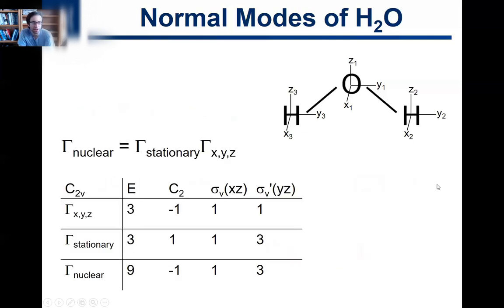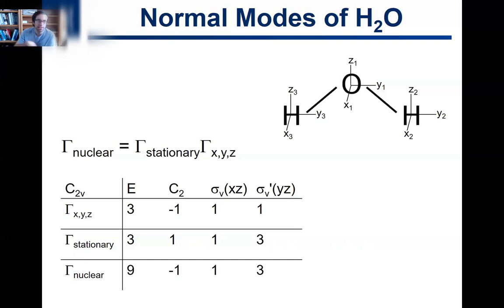Now we do gamma stationary. Gamma stationary is even easier. You just ask for each symmetry element how many atoms stay the same. And so when you do identity, all the atoms are going to stay the same. So that's going to give you 3. When you do the C2, well, how many stay the same? Only the oxygen. The hydrogens change places, and so that's going to be a 1. XZ, that's splitting the water molecule in half. The hydrogens change places. The oxygen stays the same, so that gets a 1.